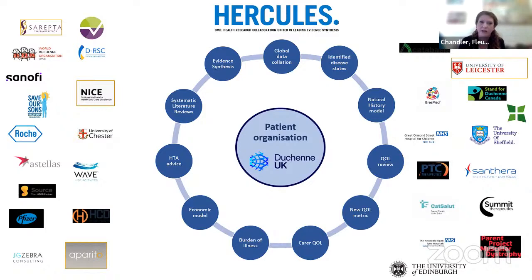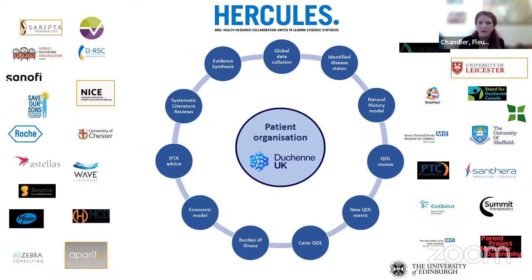So we've pulled data from across the globe, because it's a rare condition. You can't focus on one country. You have to go global. We've identified disease states, created a natural history model, did a massive review of quality of life metrics used in Duchenne, and came to the conclusion that they weren't adequate. So we created a new quality of life metric, which will be a preference measure. It's in that process now.